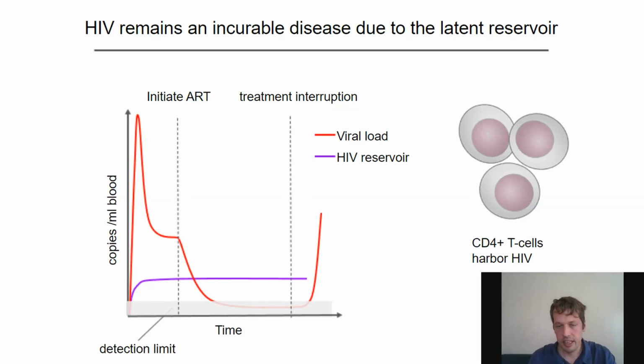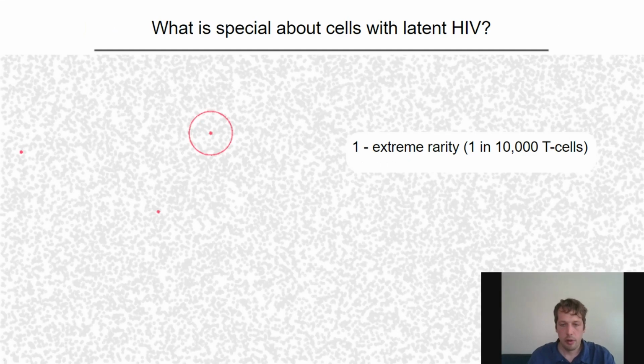So if you want to cure HIV, what we need to do is find a way to target the reservoir or to silence this reservoir. What's the problem there? Why can't we just do that? Well, these CD4 plus T cells harboring the HIV virus are incredibly rare. We think that 1 in 10,000 or so is probably infected.